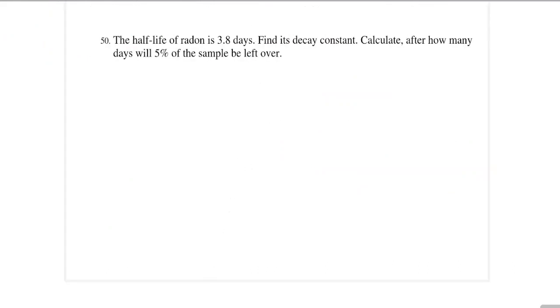The last example says the half-life of radon is 3.8 days. Find its decay constant. That's the first part. The second part says calculate after how many days will 5% of the sample be left over. For example, if you take a sample with number of nuclei, let us call it N0 initially. Now it will decay.